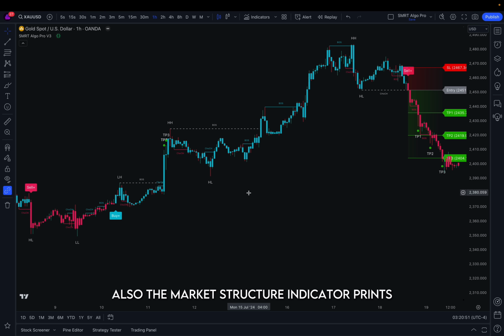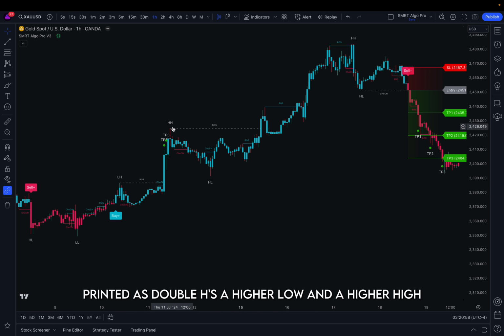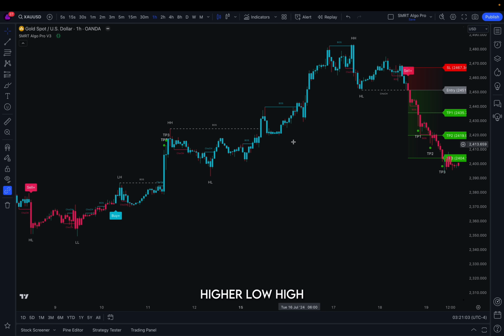Also, the market structure indicator prints pivot points on the chart. For example, you can see we have a higher high here printed as double H's, a higher low, and a higher high, higher low, etc.